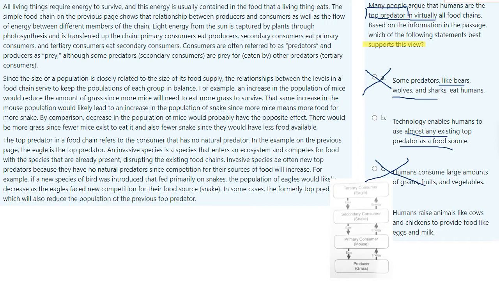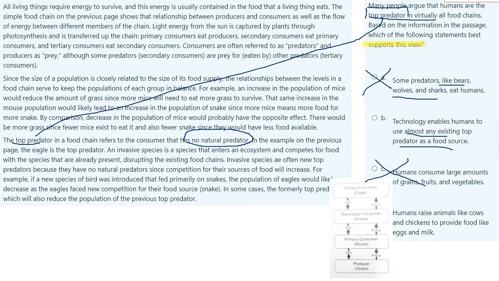Well, let's look at the final paragraph, the top predator, because that links to the top predator phrase in the question. The top predator in a food chain refers to the consumer that has no natural predator, so nothing eats it. In the example in the previous page, the eagle is the top predator. An invasive species is something that enters the ecosystem and competes for food with the species that are already present, disrupting the existing food chains. So if something comes in, then it starts competition that was not there before.